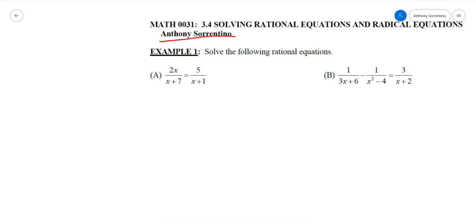Hello, Mr. Sorrentino here again, presenting another one of the videos from Math 31, which in this one is going to deal with section 3.4, solving rational equations and radical equations. So rational equations are ones like you see here in example 1, where I have expressions involving a variable in the denominator, recognizing that when we solve an equation, we want x or whatever the variable is in the numerator alone on one side.